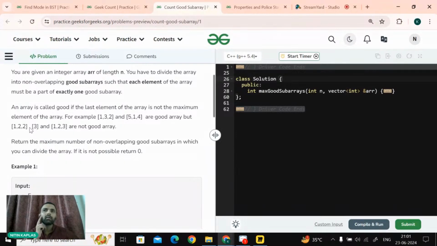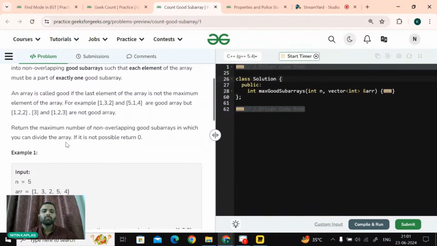It means that a single element is never a good array, right? Now the third part is, if the array is increasing, you never have a good array. So these are a couple of examples of good arrays and arrays that are not good. Now you just have to return the maximum number of non-overlapping good subarrays into which you can divide the array. If it's not possible, simply return 0 in that case. So that's the simple idea.